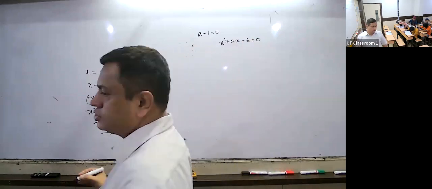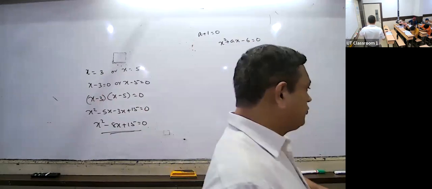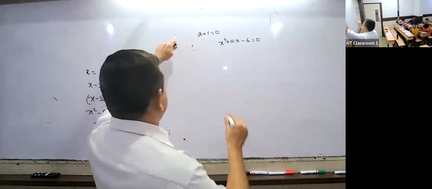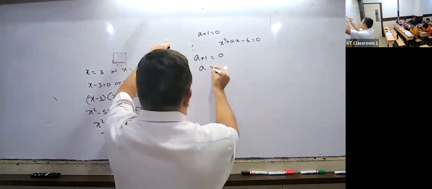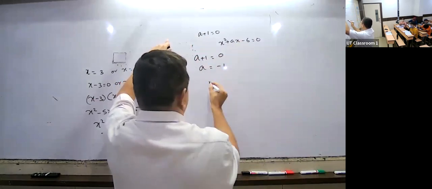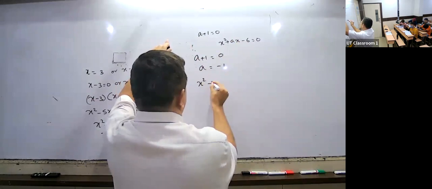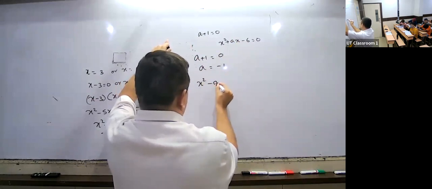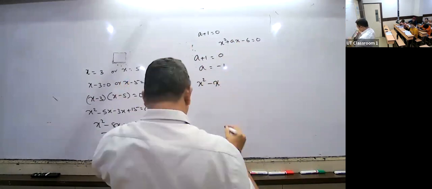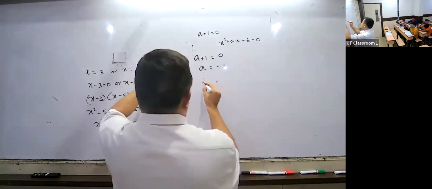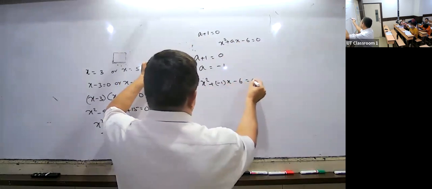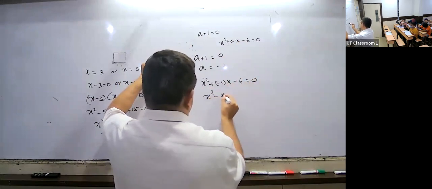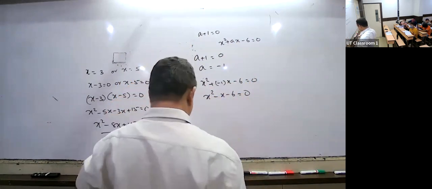So you have been asked to find the value of x, no? From the first equation, a plus 1 is equal to 0, so a is equal to minus 1. Substitute over here. Therefore x squared minus 1 times x minus 6, that is x squared minus x minus 6 equal to 0. Solve it.